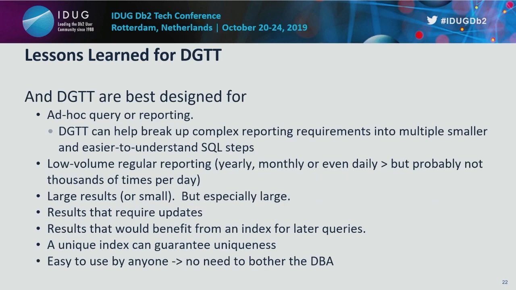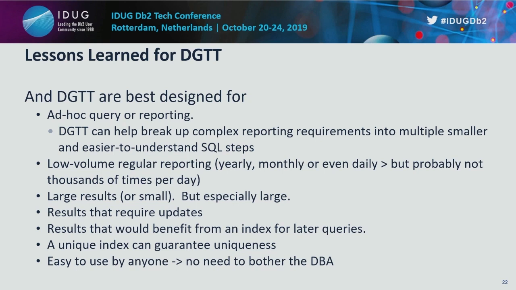So it became more and more clear that DGTTs are great for ad hoc query reporting. They're great for helping you break up large query requests, reporting requests, either for you or for an application, into multiple smaller and easier to understand steps. And they can hold a large result set or a small one, and you can update them, you can merge them, you can put indexes on them, and you can use a unique index to guarantee uniqueness of the rows in the table. You can't do that in a CGTT.